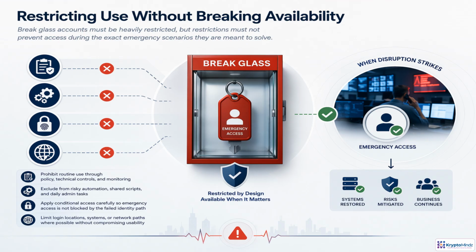The operating goal remains controlled availability, not convenience. A break glass account should be surrounded by policy, technical controls, monitoring, and audit review, so normal administrators are discouraged from using it for daily work. Keep it out of shared scripts, automation, and routine workflows, because those create exposure and dependency. At the same time, be careful with conditional access. If the identity provider or MFA path is what failed, the emergency account still needs a valid route in. Restrict locations where practical, then test every control against realistic outage scenarios.